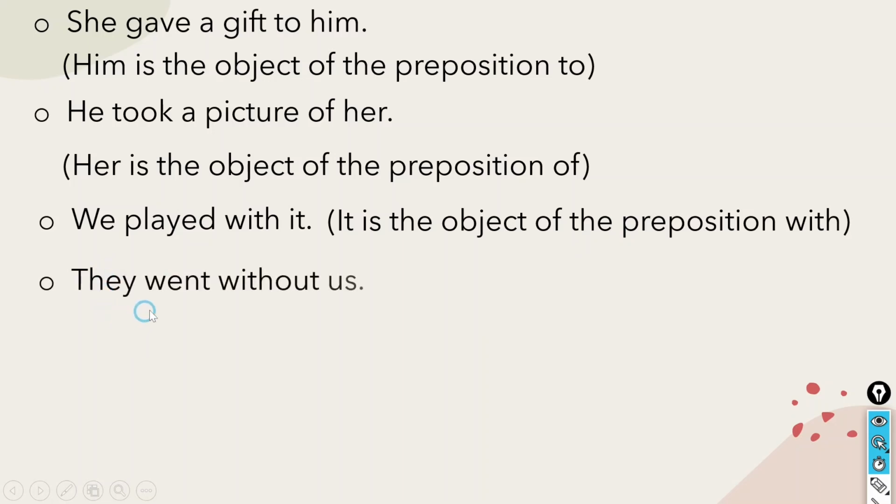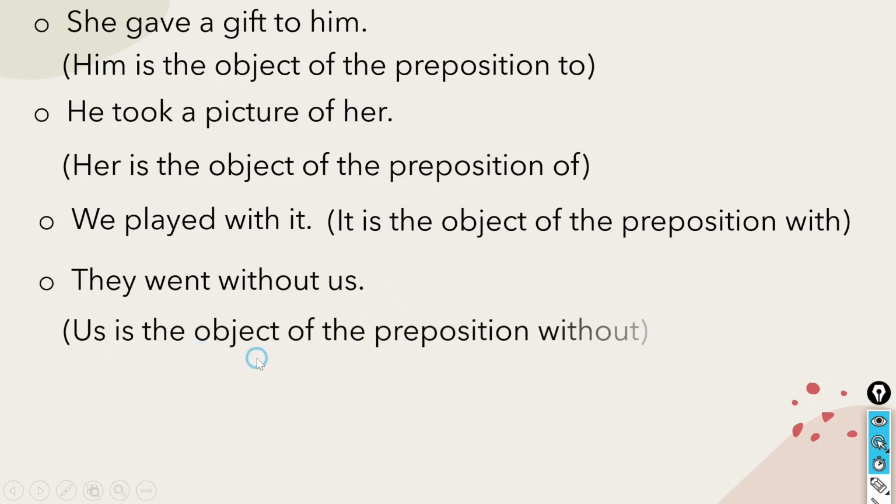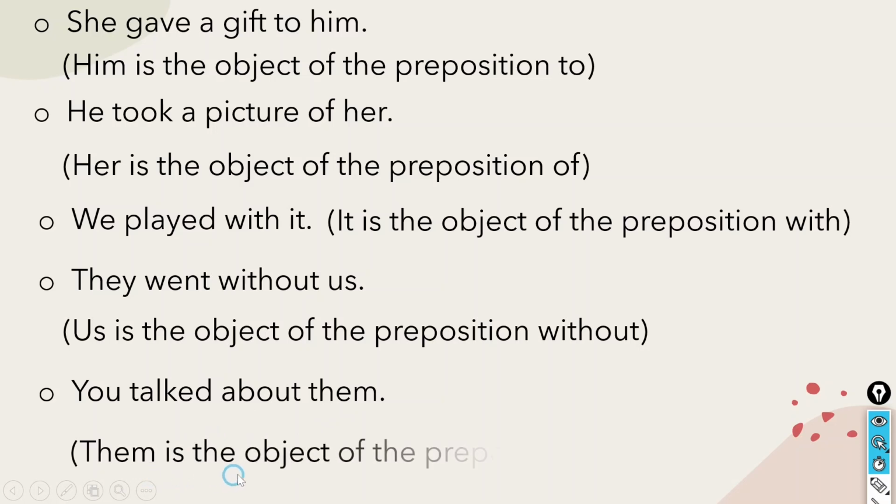Okay, then they went without us. They went without us. So us is the object of the preposition without. Okay, you talked about them. You talked about them. So them, being the pronoun to which the talking is directed, is acting like a noun in this sentence. And since it is acting like a noun, them is the object of a preposition. So we can say them is the object of the preposition about.